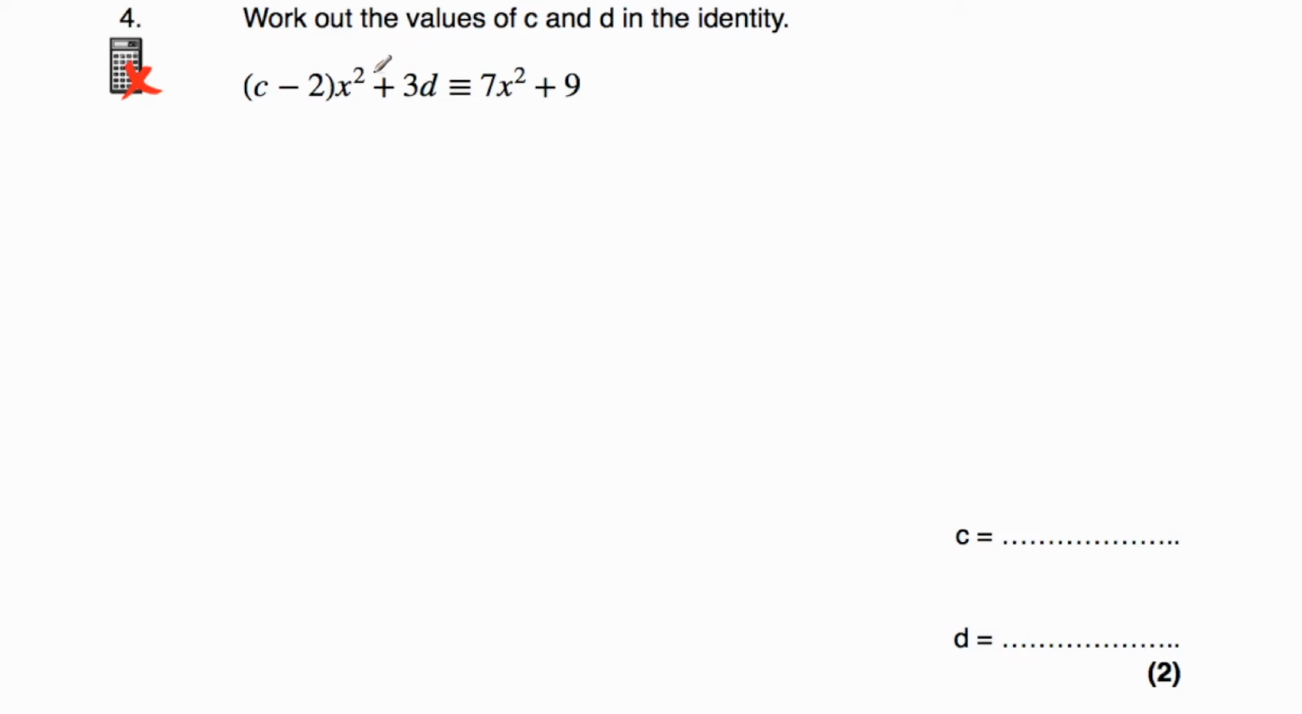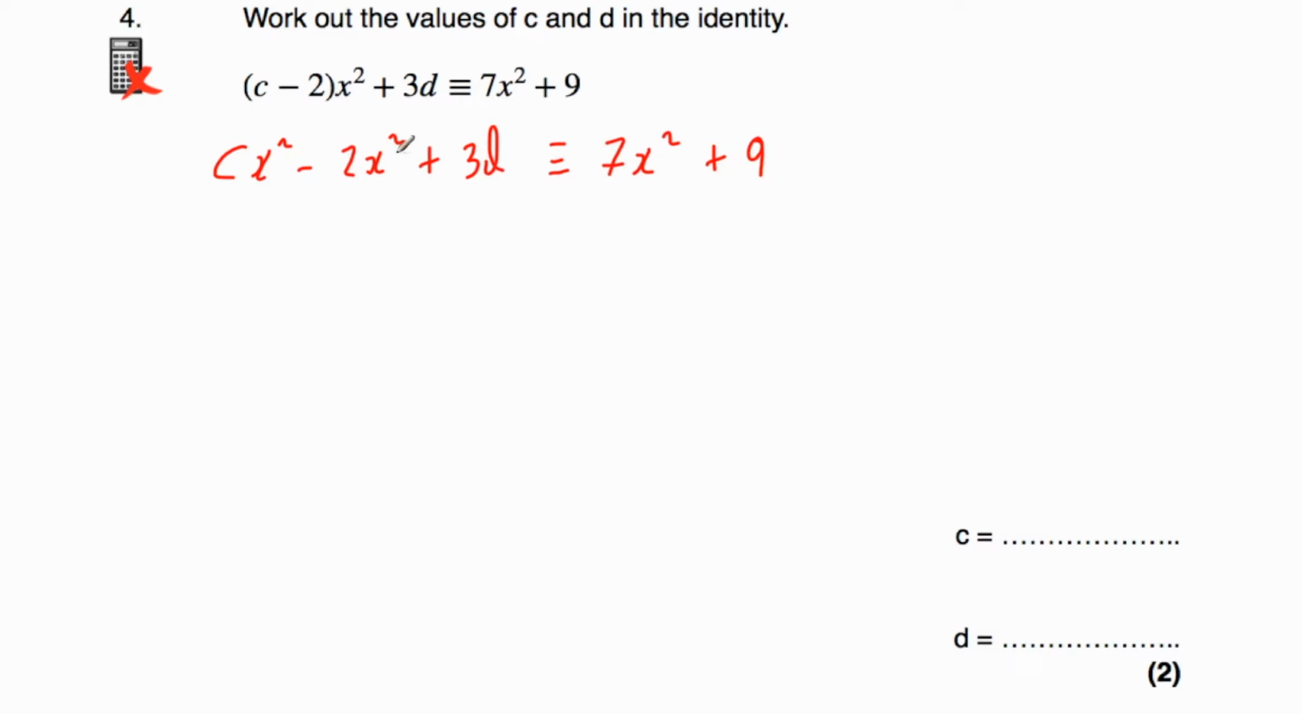Question number 4 says, work out the values of c and d in the identity. So we've got this identity, (c - 2)x² + 3d is equivalent to 7x² + 9. So let's expand our brackets here. If we expanded our brackets, we would get cx², doing c times x², and then minus 2 times x², so minus 2x², plus 3d is equivalent to 7x² + 9.